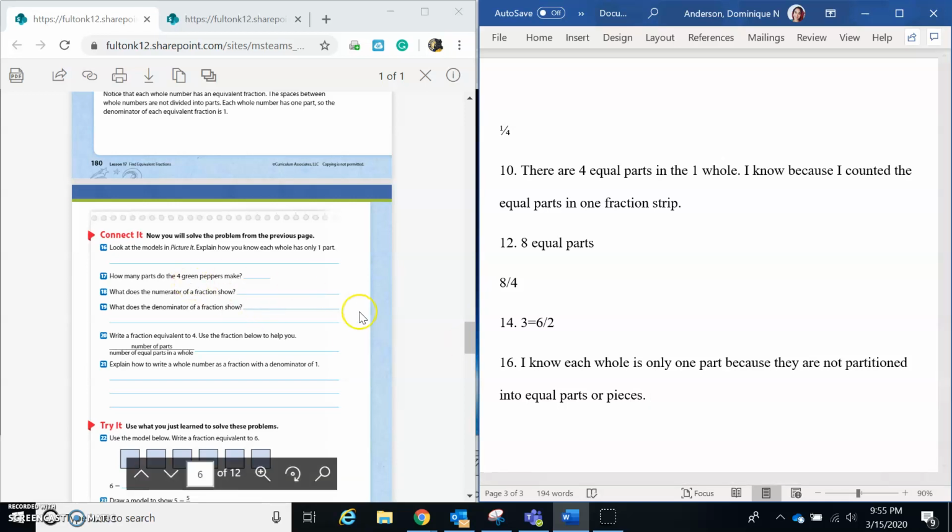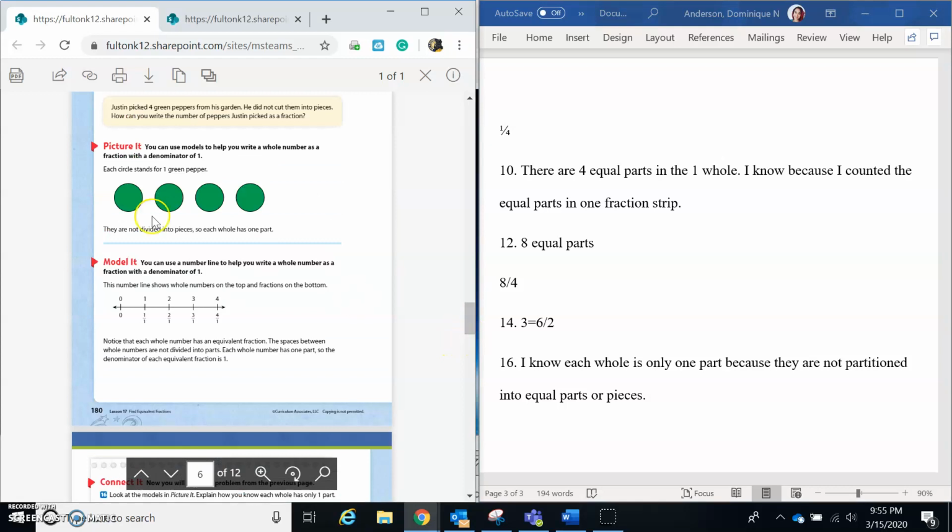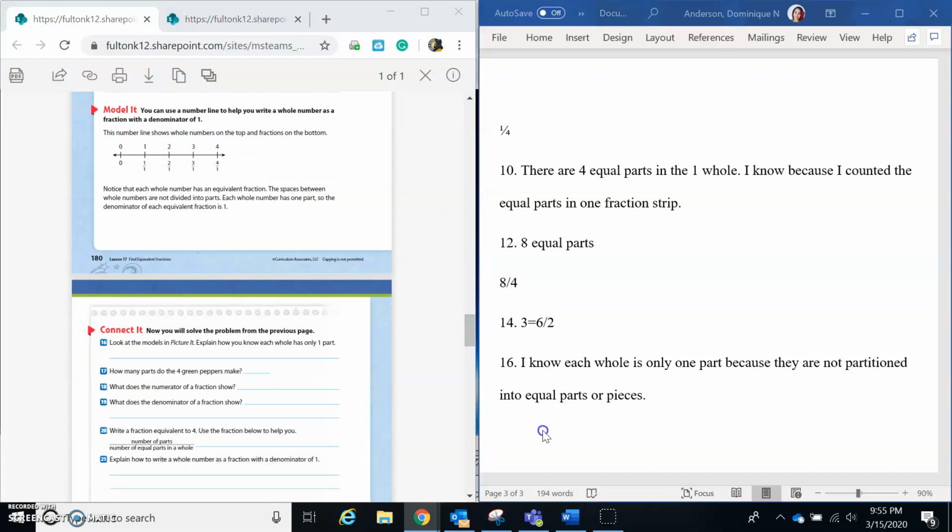How many parts do the 4 green peppers make? So how many parts do we have? If we put them together, we have 1, 2, 3, 4, because each one is only 1 part. And this one just has a line, so we can just put 4.